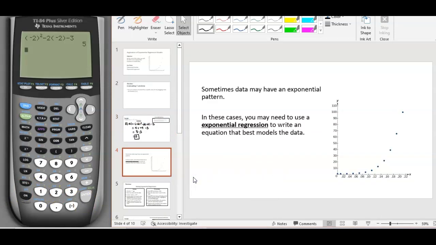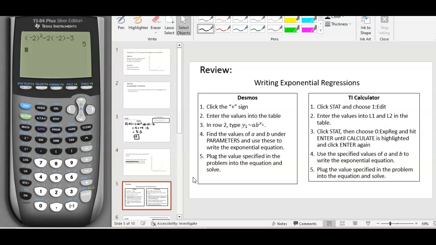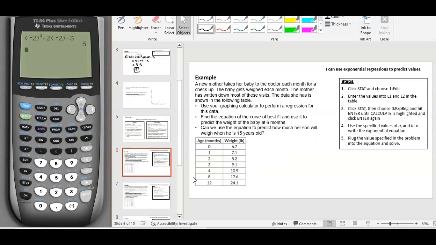So sometimes the data that we're given may have an exponential pattern. In these cases, we may need to use an exponential regression to write an equation that best models the data. So remember, we can write exponential regressions using Desmos or our TI calculator, whichever method you prefer. So let's look at this example. A new mother takes her baby to the doctor each month for a checkup. The baby gets weighed each month. The mother has written down most of these visits. The data she has is shown in the following table.